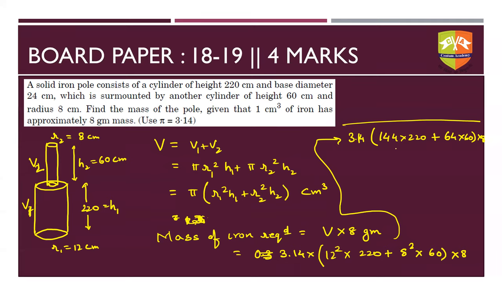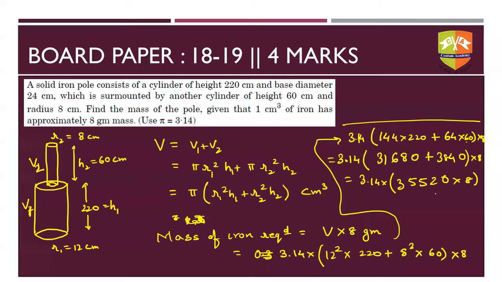So let's do the calculation. 144 into 220, I can do this calculation. So 0, 22 4 is 88. 22 for the 88 plus 8, 96, carry 9, 22, 31, 680 is the 24 for the 88 plus 8 is 96, 9. Yeah, this one, and this one is 0, 24, 38 into 8. My god, good exercise. So what is it? 3.14 into, so add it, and 3 into 8. Fantastic, these many grams. Okay.